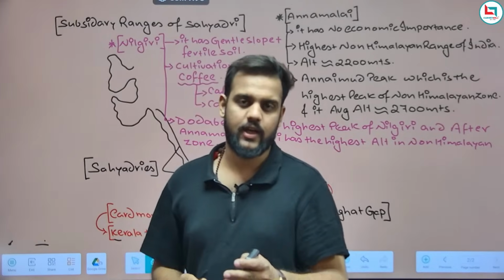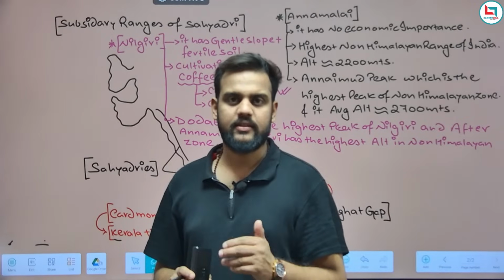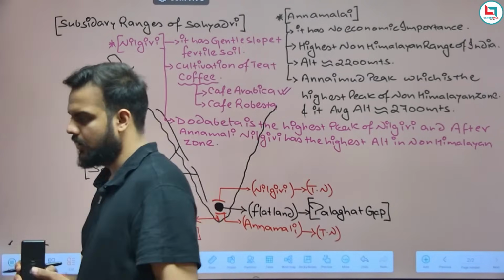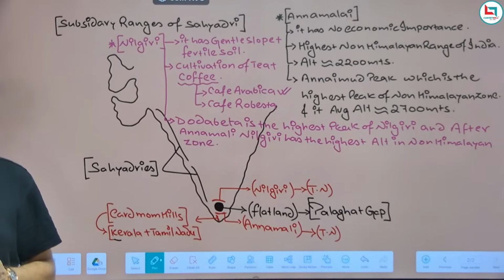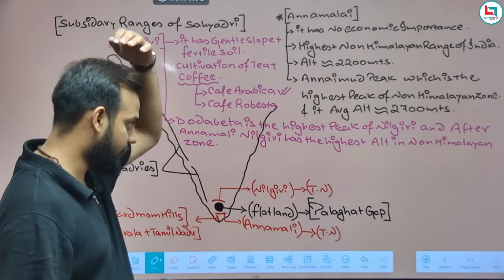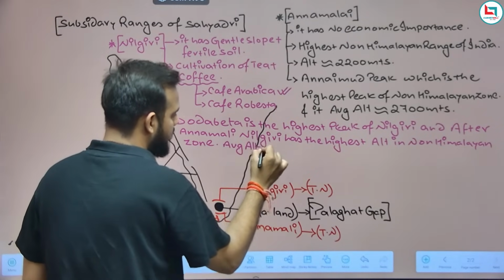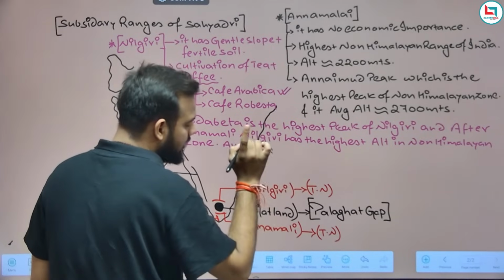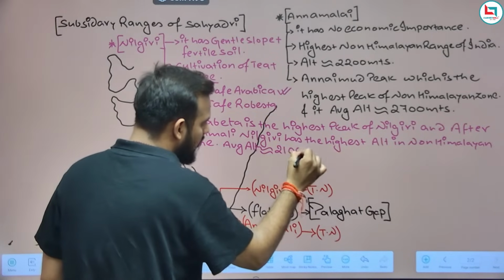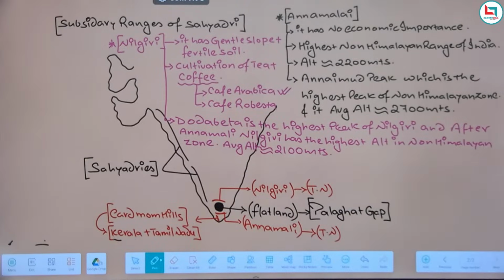It has gentle slope and fertile soil. Due to this, in Nilgiri we do the cultivation of tea and coffee, and it has the highest peak, which is known as Doda Beta. All the peaks show similar elevation. Nilgiri is in the non-Himalayan zone, it has the highest peak after Annamalai, and its average altitude is around 2100 meters. Okay, so these are the things we need to understand about Nilgiri.